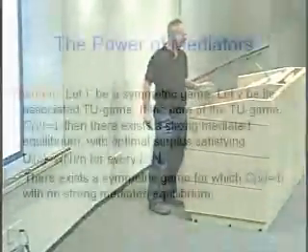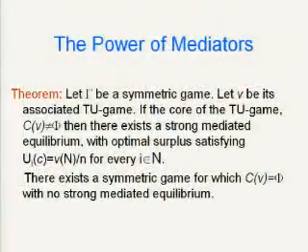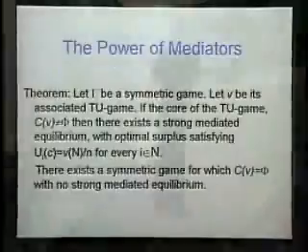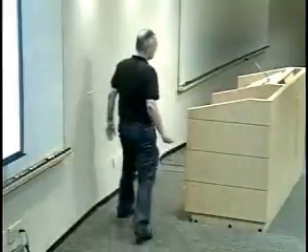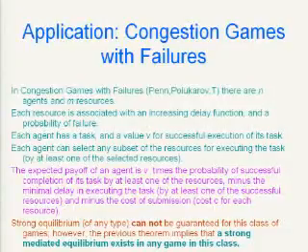So just put it together. This is like a characterization of the power of the mediator. So let gamma be any symmetric game. What we talk about is, from a game, we can build what is called a transferable utility game. So this is a game in coalition form. Basically, it's like a game where a coalition plays against the other agents. And the theorem says that if what is called the core of this TU game is not empty, there exists a strong mediated equilibrium with optimal surplus, where each agent gets an equal share, and this condition is also necessary. So that's just to relieve that I state the theorem.